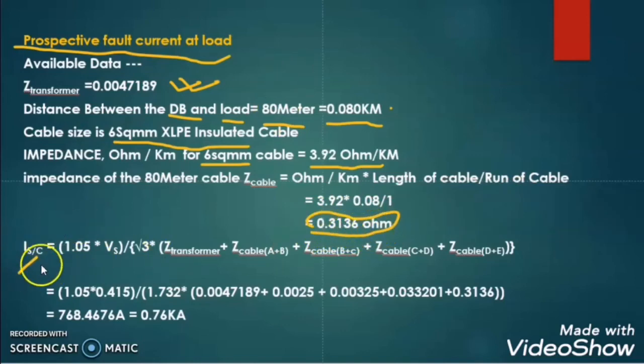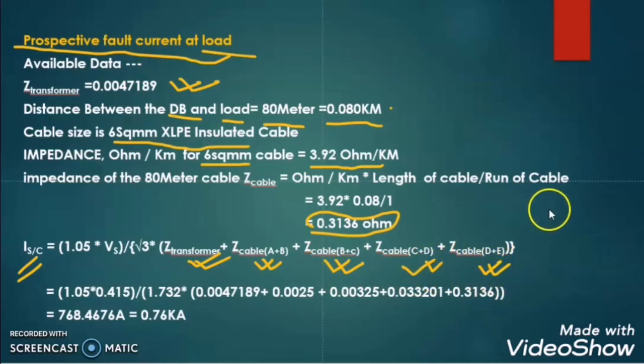In order to calculate the maximum prospective short circuit fault current at the load level, the formula is 1.05 into secondary voltage divided by root 3 into transformer impedance, cable impedance between point A and B, cable impedance between point B and C, cable impedance between C and D, and the cable impedance between D and E, that is from final distribution board to load. When we substitute all these values, we will get the maximum prospective short circuit current at load as 0.76 kilo ampere.